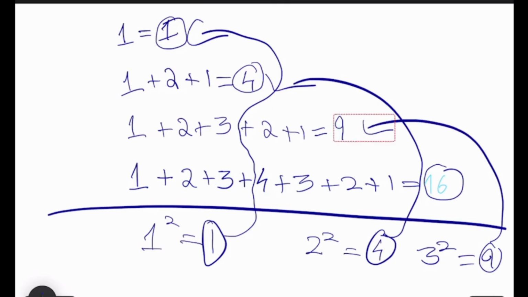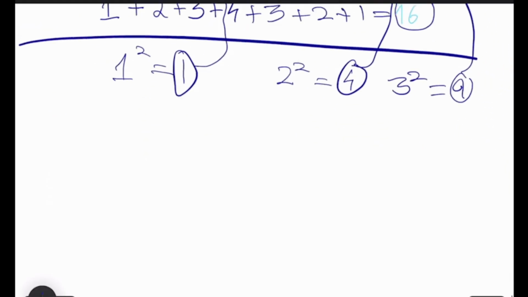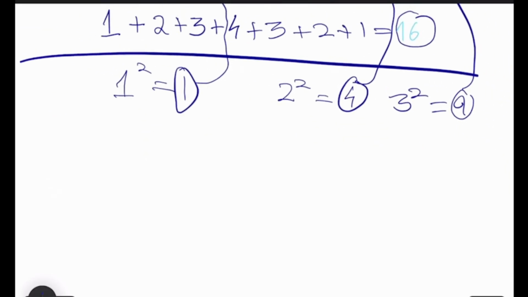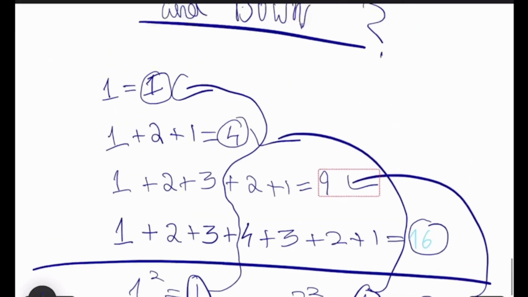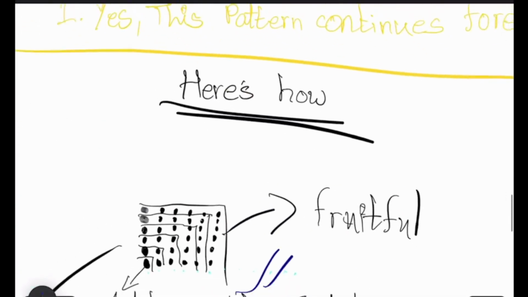Okay, and in the same way, 4 square is 60. I'm not going to write it. Okay, so you saw the relation again. There are different types of relation. One is adding up and down. Here you can see. Another one is the square grid.